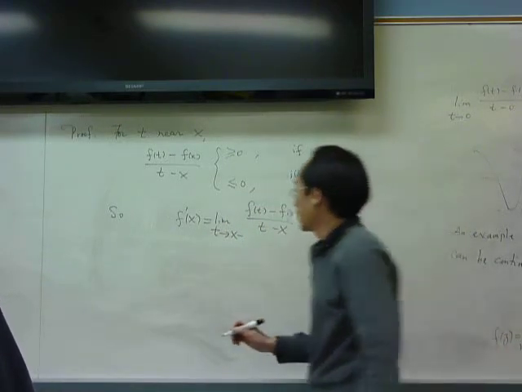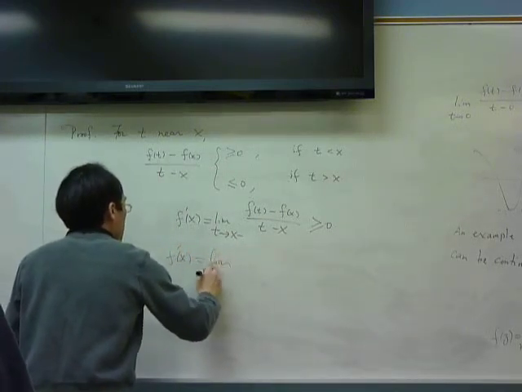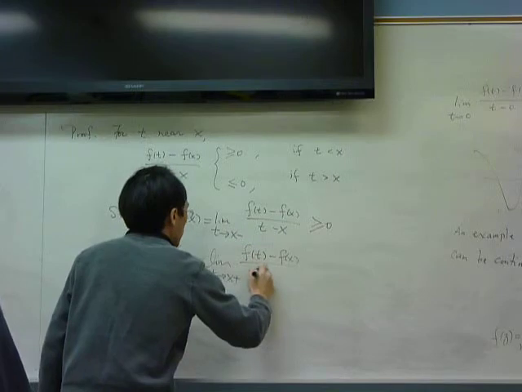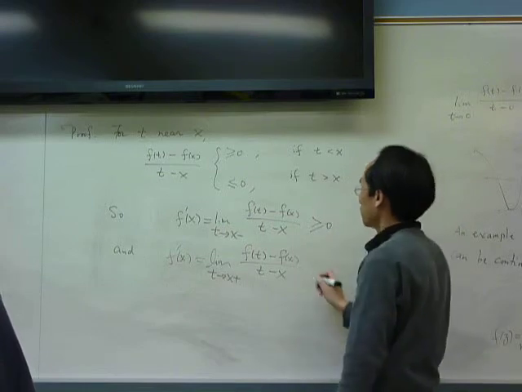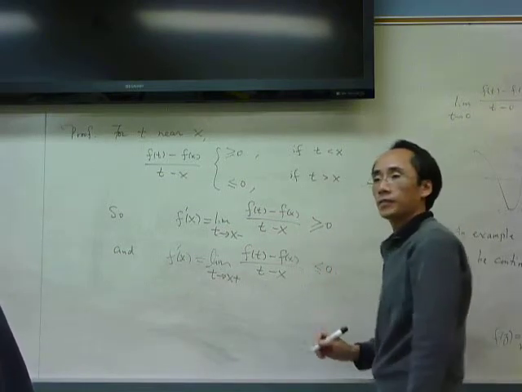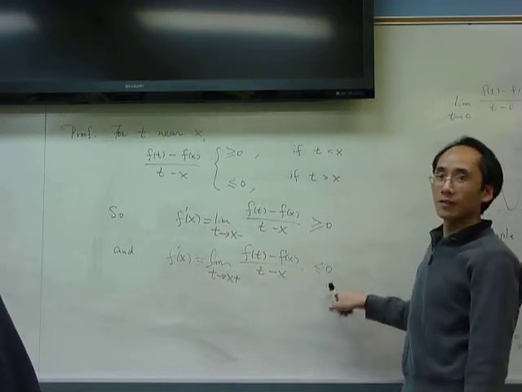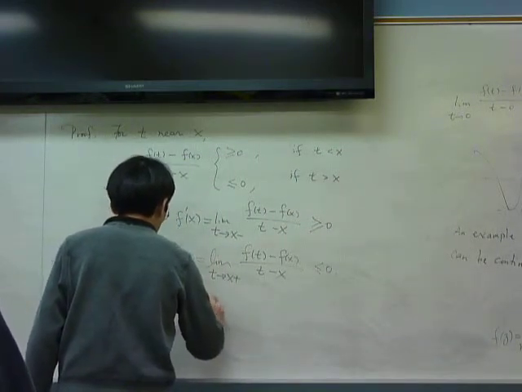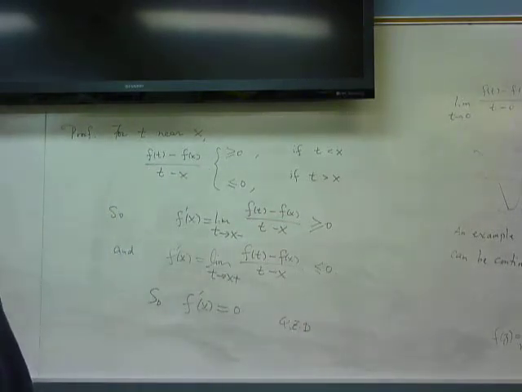We can also let t approach x from the right. In this case we use the other inequality: because t is larger than x, the quotient is less than or equal to 0. So the derivative is greater than or equal to 0, and it is less than or equal to 0. It must be 0. That's the proof.